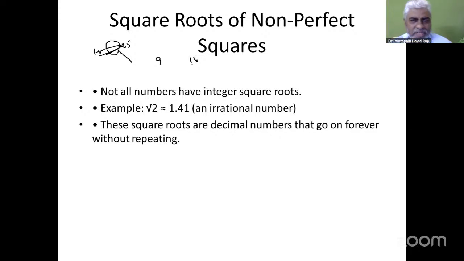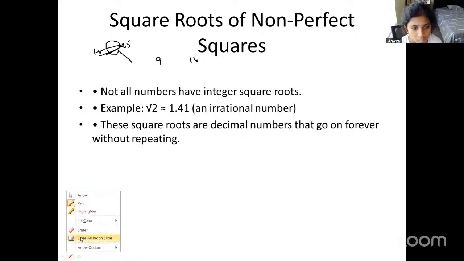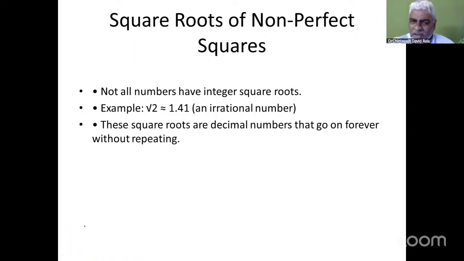Now read them. Have you understood the meaning of the first bullet point? Yes, sir. That is, not all numbers have integer square roots. Some numbers have integer square roots, right? Yes, sir. Give an example for the first bullet point.